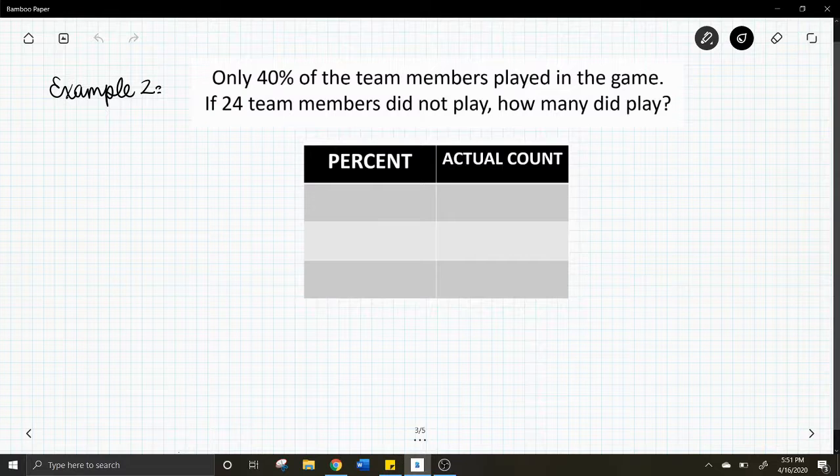Only 40% of the team members played in the game. If 24 team members did not play, how many did play? Okay, so we have our ratio box here. We have percent and actual count.